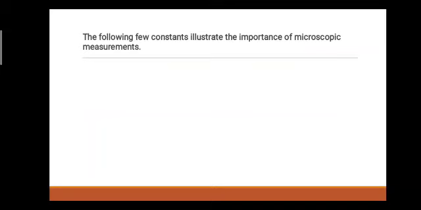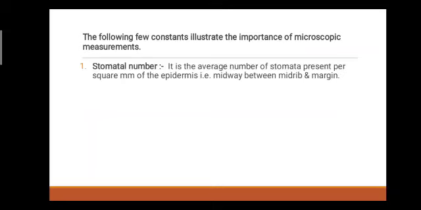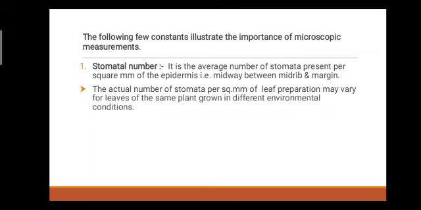The following few constants illustrate the importance of microscopic measurements. First, stomatal number. It is the average number of stomata present per square mm of the epidermis, that is midway between midrib and margin. The actual number of stomata per square mm of leaf preparation may vary for leaves of the same plant grown in different environmental conditions.